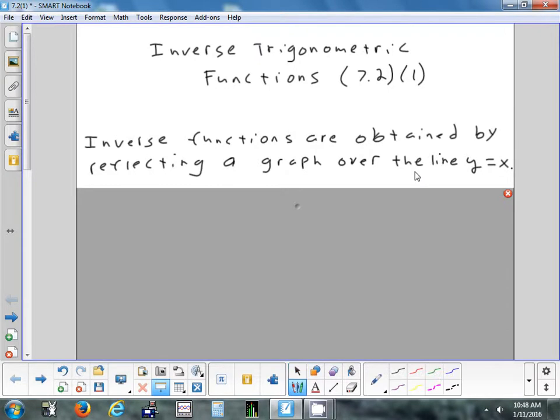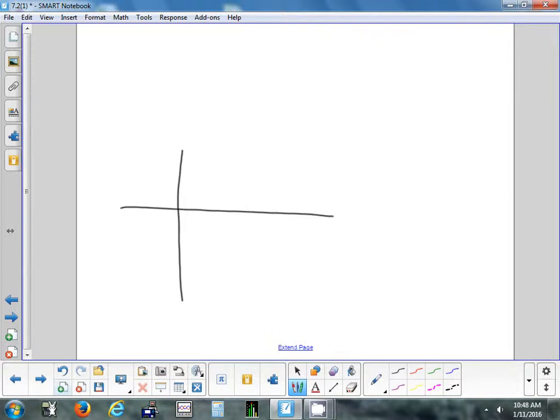Two functions we've looked at in the past that are inverses of each other are exponentials, which look like that, and logarithms, which kind of look like that. They kind of go up and they level off. Well, if I drew in the line y equals x, right there, and flipped everything over that line, that's how you can think of these functions. They're inverses because they're mirror images over that dotted line.